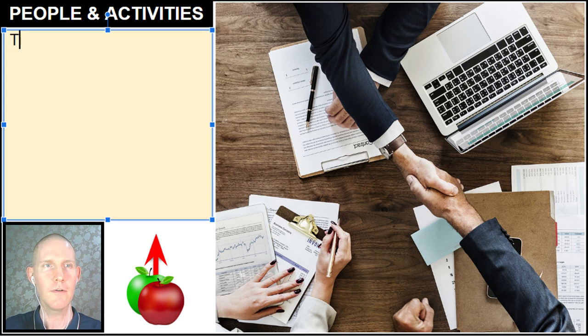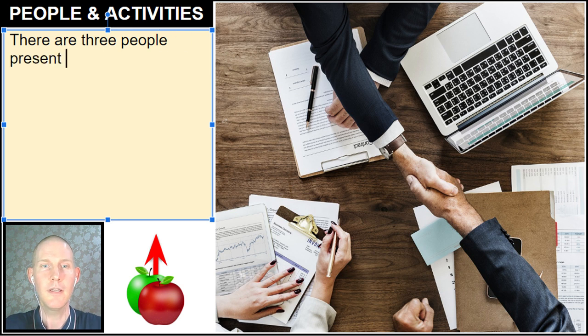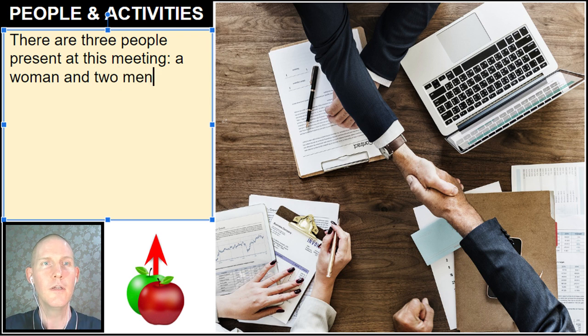There are 3 people present at this meeting. And present just means you are physically here. Your body is here. And I suppose you could be doing it over a phone or a video conference call. But here we can literally see their bodies, right? 1, 2, 3 people. Okay. And we'll say a colon, a woman and 2 men. So there are 3 people present at this meeting, a woman and 2 men.